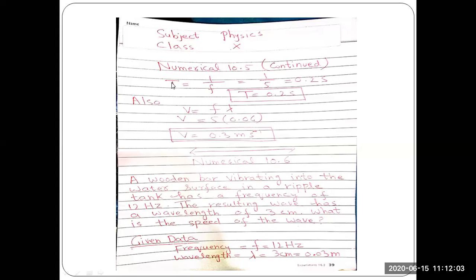The unit of time period is second. Time period is equal to 0.2 seconds. Now I will find the third thing which is required in the numerical. The formula to find the speed is v equals f lambda. The value of frequency we found in the last slide, 5, and lambda value is 0.06. If you multiply this, you will get v equals 0.3 meter per second.